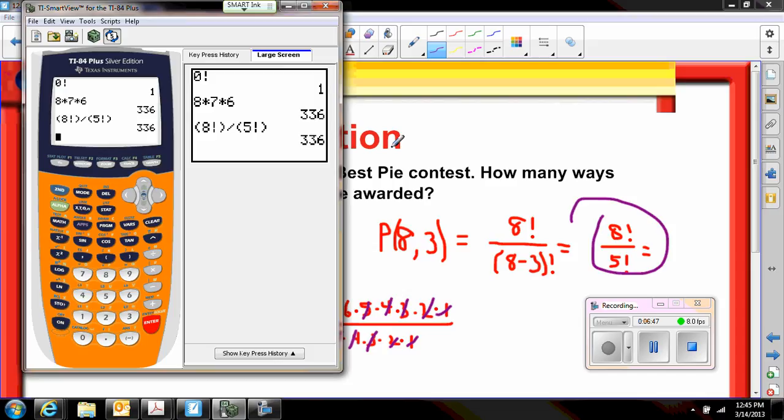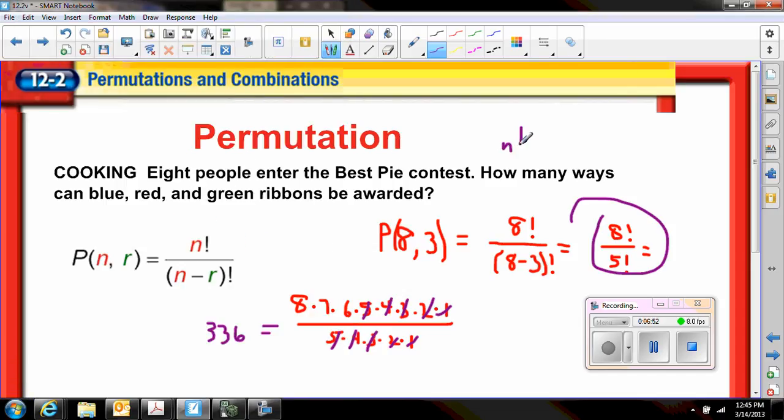Now, there's a shorthand notation on the majority of calculators. That shorthand notation looks like this.